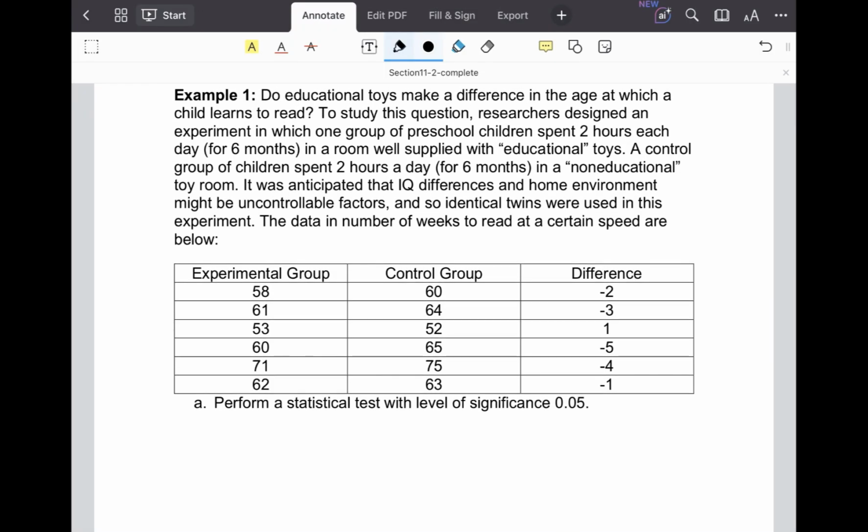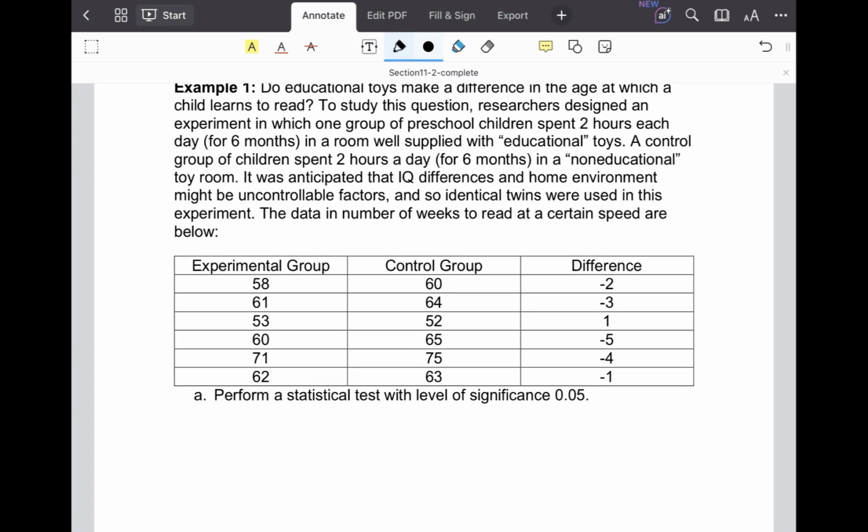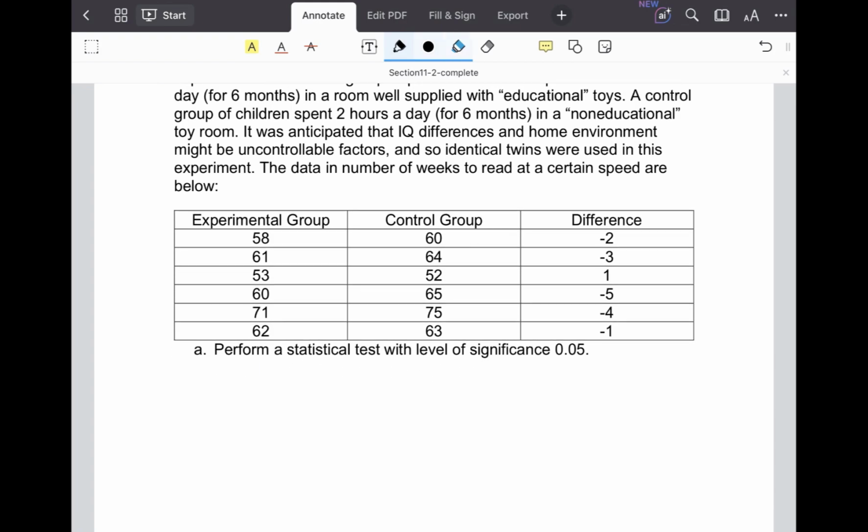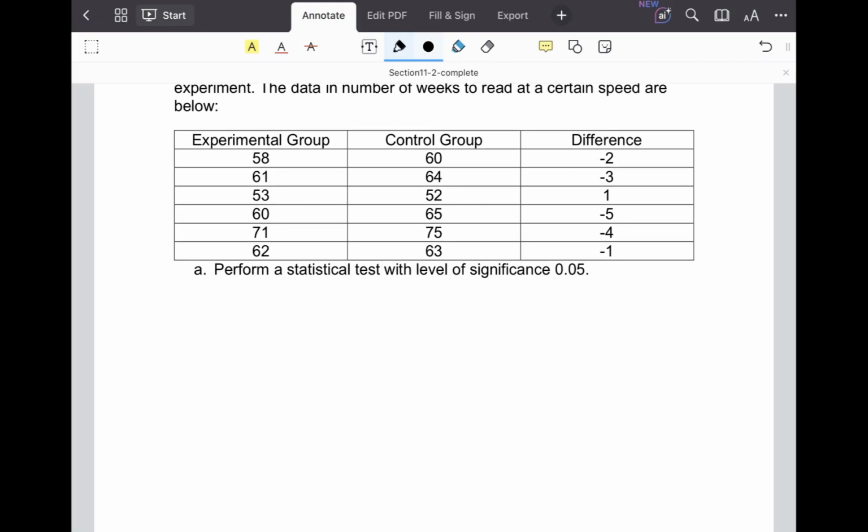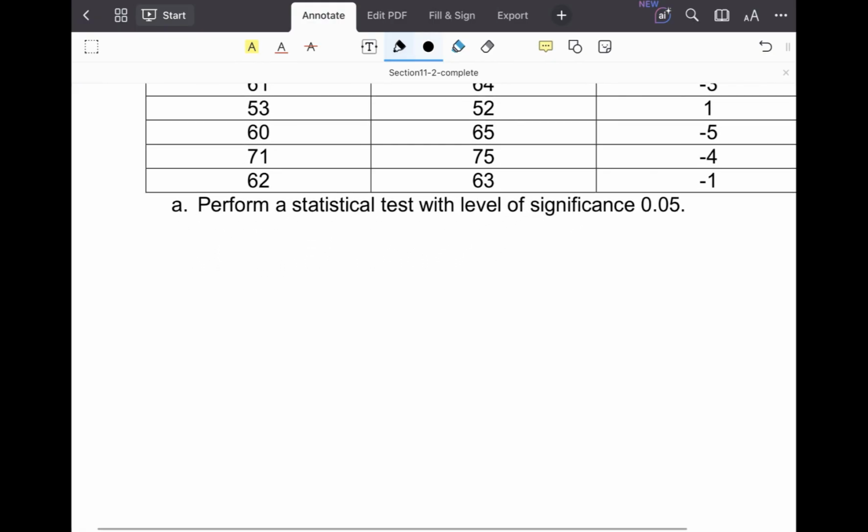And they give us the data. It's in weeks to read at a certain speed. And we can see most of the differences are negative. We don't have very much data at all. There's only 6 pairs. So not much data at all. But we can still do a hypothesis test, and it says do a statistical test with a level of significance of 0.05. So as always, our first step is to check the conditions.